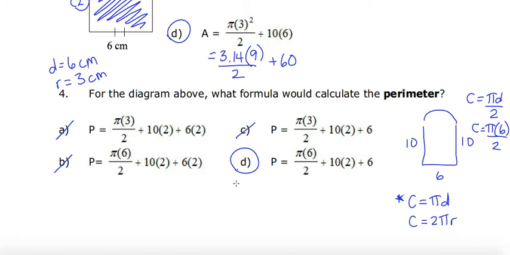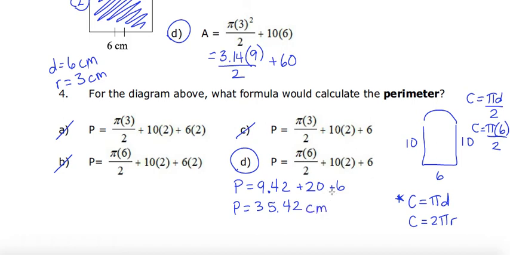So let's go ahead and finish this question. I can do 3.14 times 6 divided by 2. That gives me 9.42, plus 20, 2 times 10 is 20, plus 6. The last step would be to add all of these together to give you a final value of 35.42, and my units are centimeters.